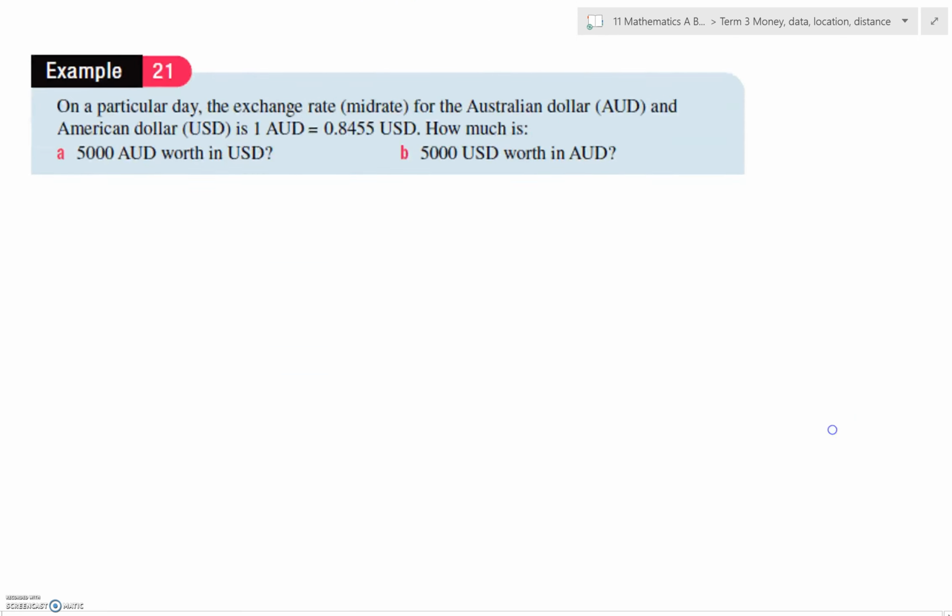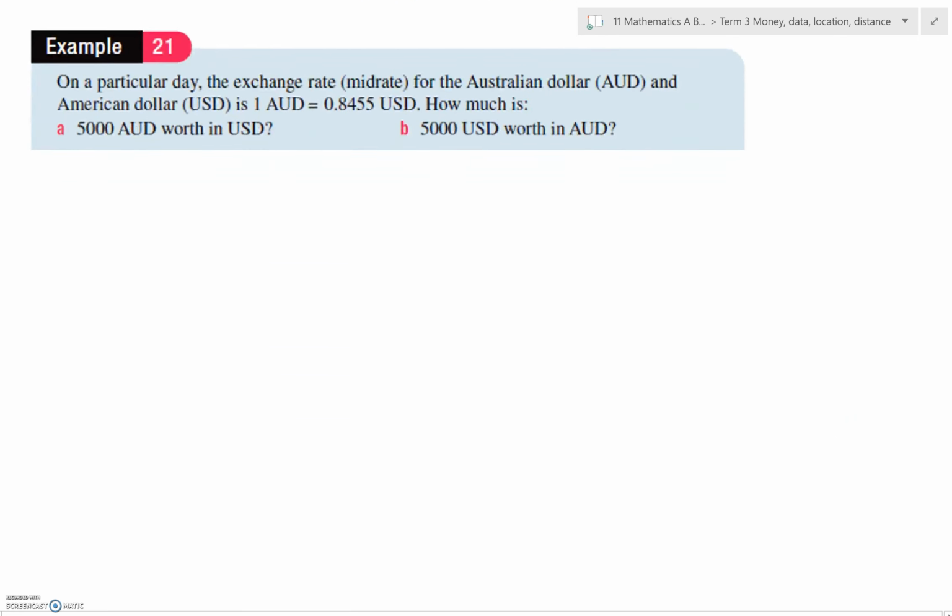Okay, let's look at a few examples. So on a particular day, the exchange rate or the mid rate for the Australian dollar, AUD, and the American dollar, USD, is 1 Australian dollar equals 0.8455 US dollars. So let's just talk about that a little bit. So those 3-letter codes that are after each one, AUD and USD, is the way of differentiating the different dollars.